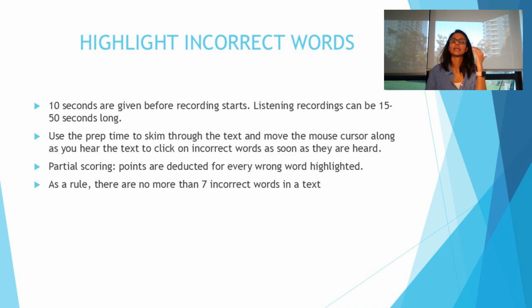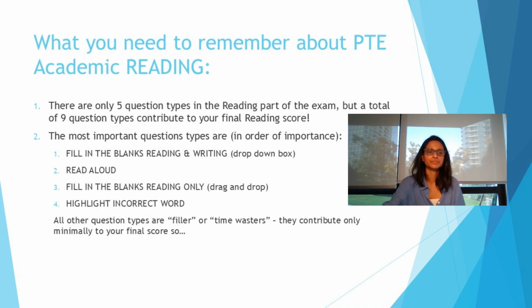All right? Only highlight what is definitely incorrect. If you have missed it, move on. This is not like writing from dictation. You can't add words, okay? As a general rule, and I have found this quite consistently, there are no more than 7 incorrect words in a text. So if you're getting a bit trigger happy with your mouse and you've clicked like 8, I can basically guarantee that at least 1 or 2 of them are completely incorrect. All right, now let's move on.